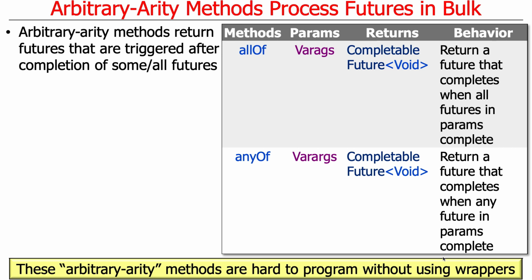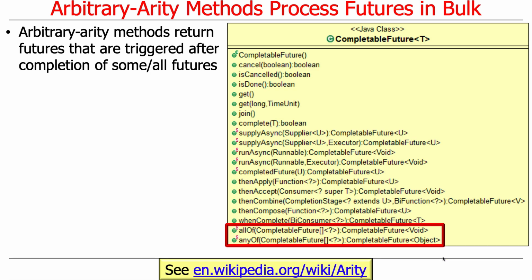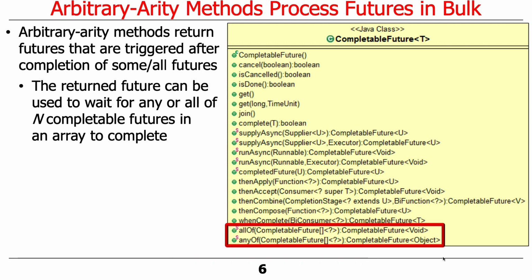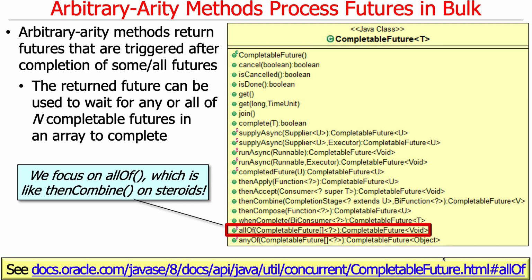Now, these arbitrary-arity methods are very hard to program without using little wrappers. So I wrote a wrapper to make life a lot easier, and we're going to talk about that. But first, let me just explain briefly what these methods do. If you take a look at arity, that just means number of parameters, number of arguments passed to a method. As you can see here, you can have an arbitrary number of them, because it's basically an array. And the future that comes back can be used to wait for any or all of the n completable futures in the array parameter to complete.